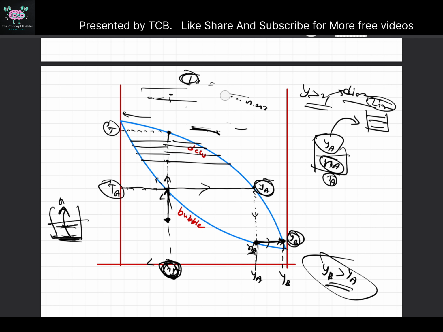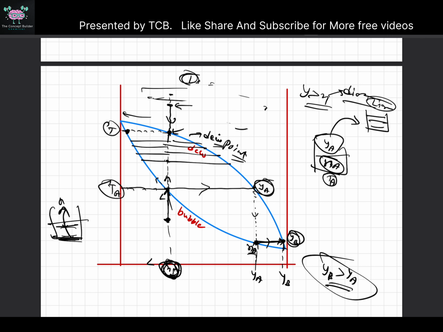And if you come from the top also, you can reach the same point. Suppose you have vapor over here and you cool it down, you will reach this point where you get the first drop of liquid which has this composition. That's why it's called the dew point. Dew is like drops, right? So this is called the dew point line.